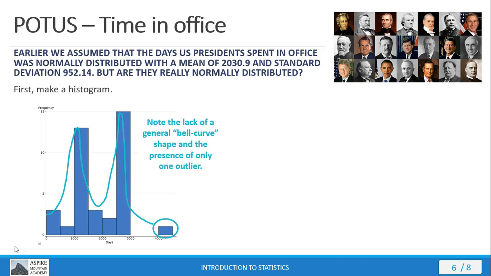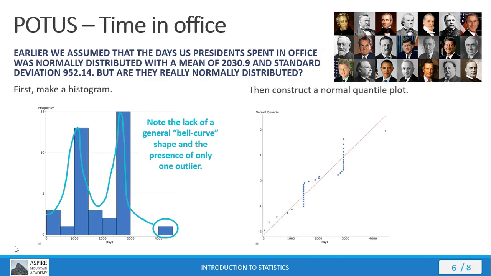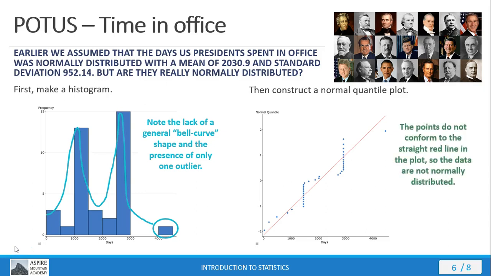However, if you want the clincher, the icing on the cake, so to speak, we could go ahead and make that normal quantile plot. If we did, it would look something like this. Definitely these points are not conforming to that straight line, and so we go ahead and conclude that these data are not normally distributed.